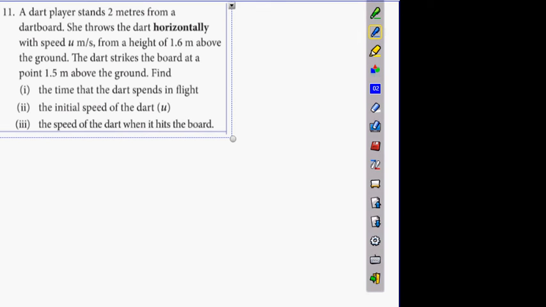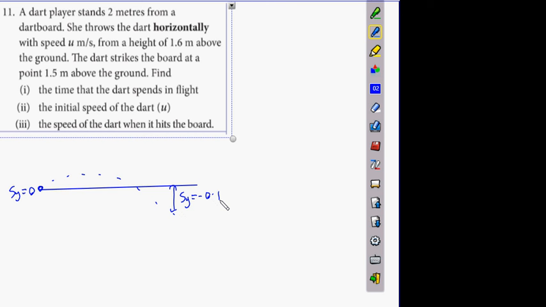What I'm saying is, why don't we just take the two heights away from each other and treat 1.6 as our baseline. So I'm treating 1.6 as sy equals 0. As the dart flies through the air, it comes back down underneath that line, and when it does, it's a negative sy value, because it's dropped underneath where it began from. So the sy value equals minus 0.1.